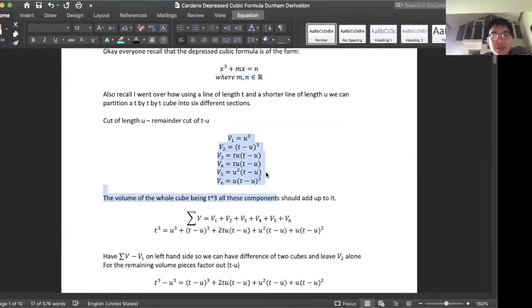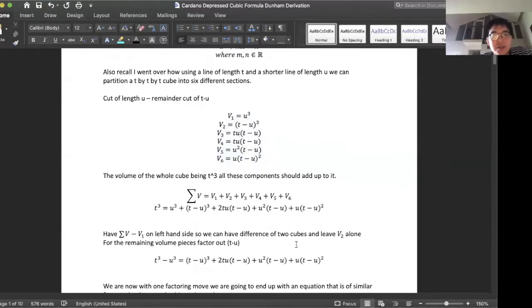These are the corresponding volume formulas. So the sum of all these volumes will equal T cubed. So I end up with this equation over here. Here is where we start using the algebra now.